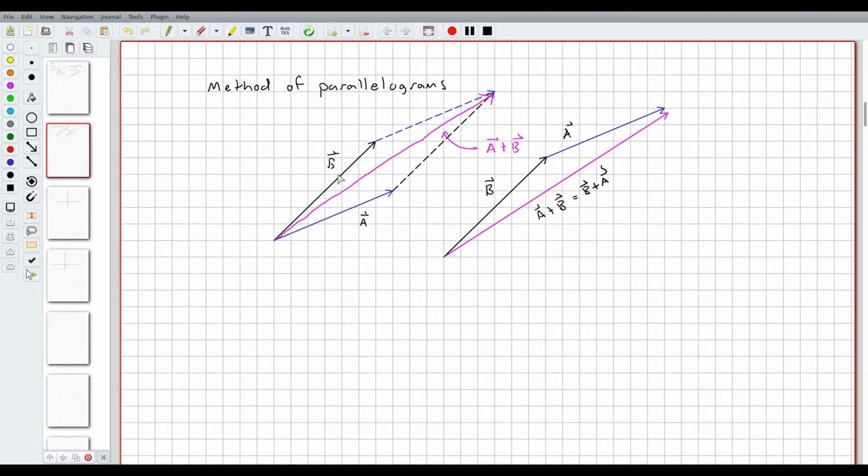Okay. So the method of parallelograms basically has you make a parallelogram out of your two vectors by kind of completing the sides. And then when you split it in half, that's the visual representation of adding those things together.